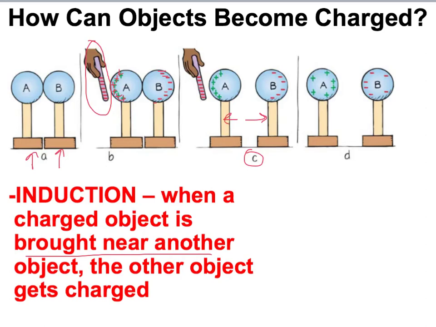Since that rod was still there, all of these positive charges are still close to the rod, and all of these negative charges are stuck in sphere B. Then in part D, when that rod is taken away, these positive charges, these like charges, want to repel, so they spread out throughout sphere A. Likewise, all of these negative charges in sphere B want to repel, so they spread out over sphere B. Overall, you have a positively charged sphere A and a negatively charged sphere B.